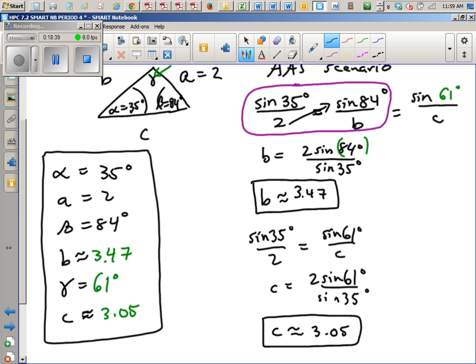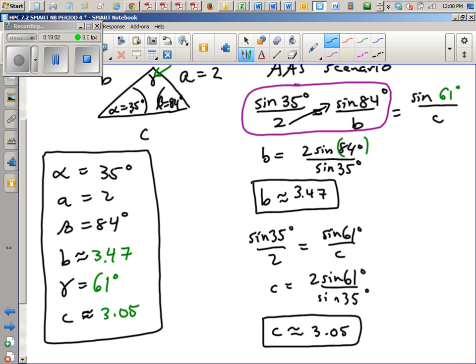Also check real quick, where's my largest angle here? 35, 84, or 61, which one? 84. And beta is the Greek letter B. So is B the longest of the 3 sides? Yes, 3.47, it is. Okay, so just do a quick self-check with that, just in case. Make sure you got everything typed in properly.